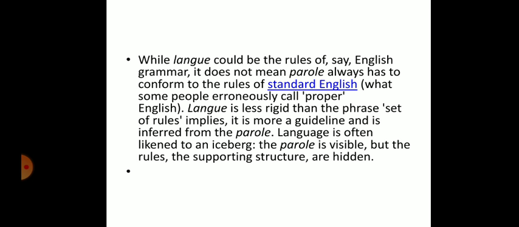Language is often linked to an iceberg: the parole is visible, but the rules, the supporting structure, are hidden.